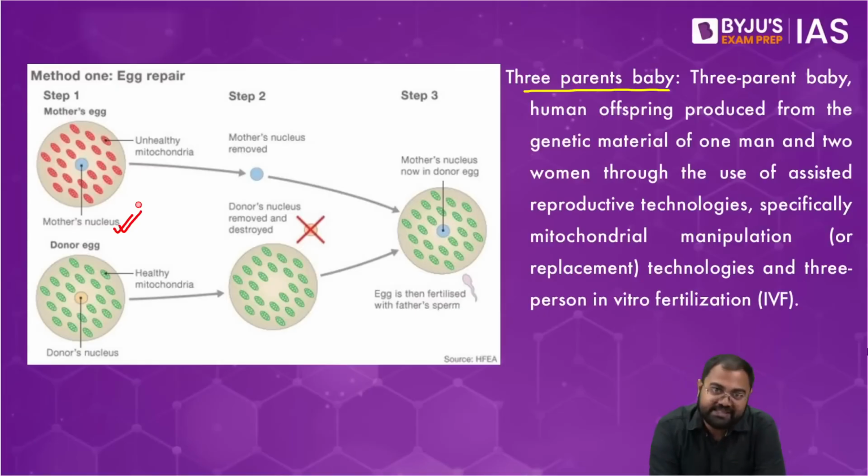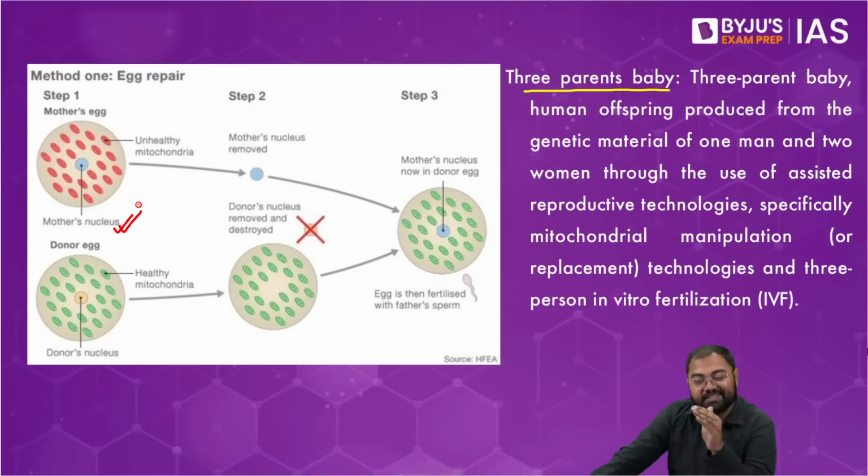Now, what exactly is this method and why are we using this method? So first and foremost, understand this, that mitochondria that we have in our cells, and we discussed about mitochondria yesterday also. So mitochondria in our cells, they are always transferred from the mother to the child. Father's mitochondria are never transferred to the child. It's always the mother's mitochondria.